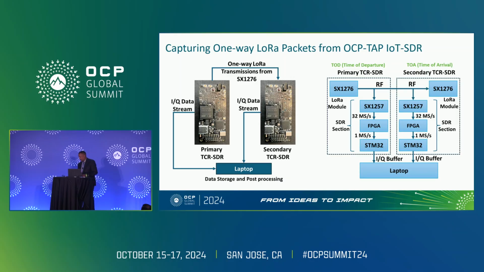This is pretty much the setup that we had in terms of the data capture and how we stream the data. One of the key things here is that we're sampling a little bit more than what's necessary. We had a 250 kilohertz bandwidth LoRa signal, and we oversampled by 4. That's important because, as you'll see later, it comes into play when it comes to sampling and figuring out the time of arrival and time of departure.